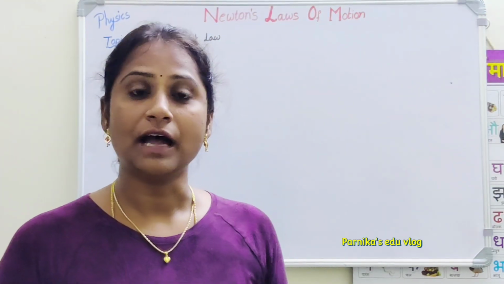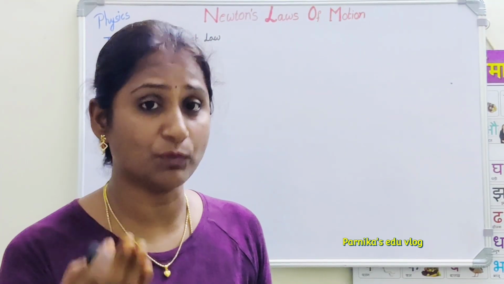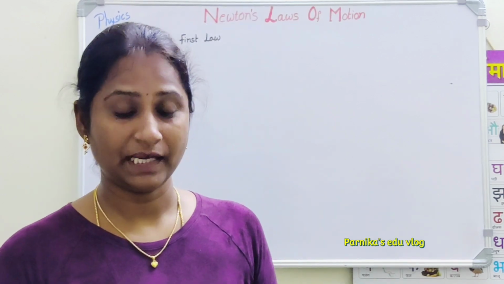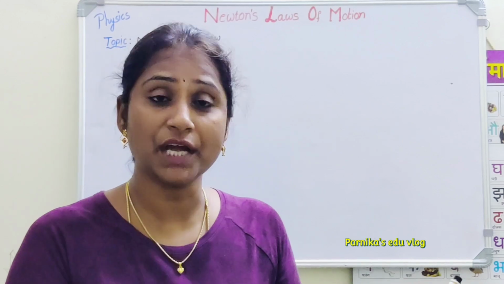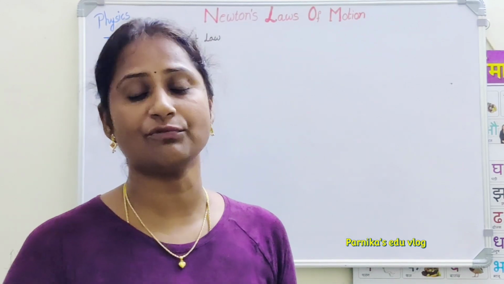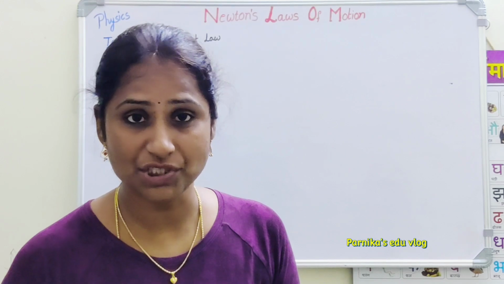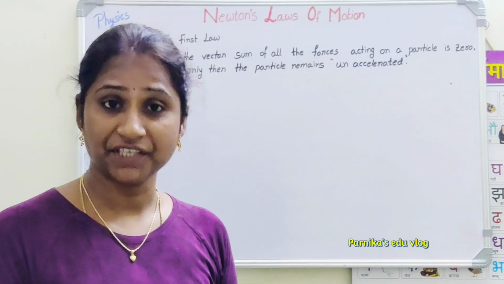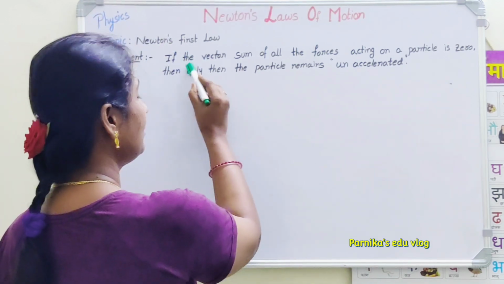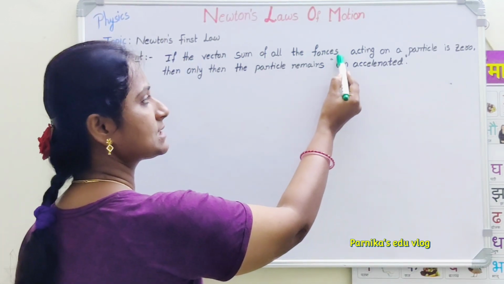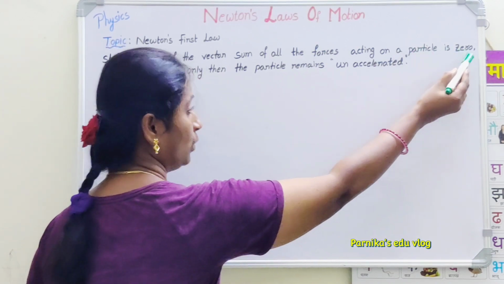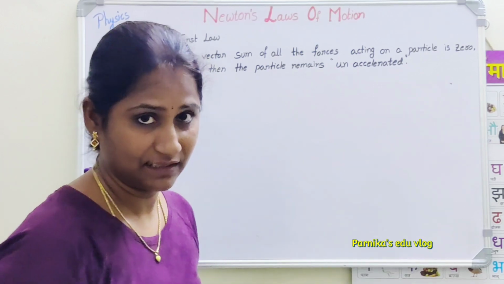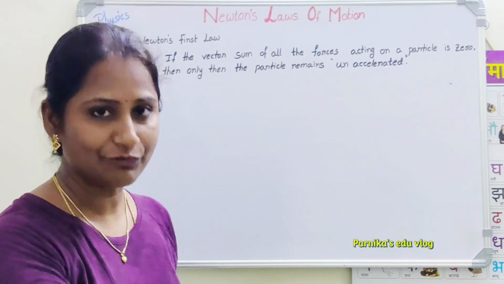Dear children, Isaac Newton has given 3 laws of motion, to study the motion of an object. Among those 3 laws of motion, we are going to discuss the first law now. What is the statement of the first law of motion? The statement is: if the vector sum of all the forces acting on a particle is 0, then only the particle remains unaccelerated. This is the statement of the first law of motion.